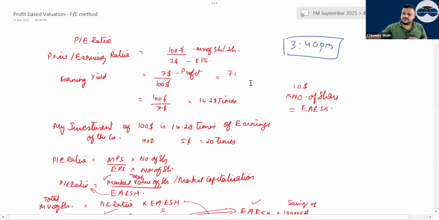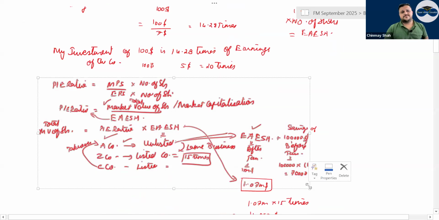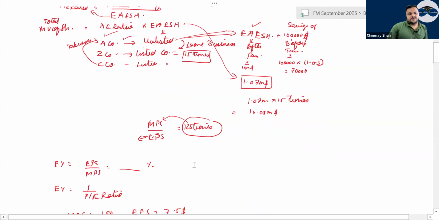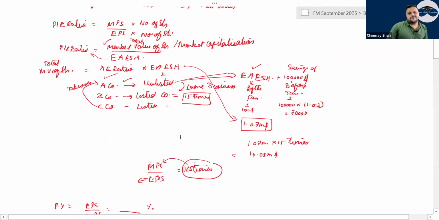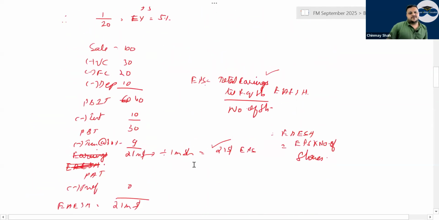By P/E ratio method, correct? So what is the P/E ratio method? P/E ratio is nothing but MPS by EPS, right? When you multiply it by the number of shares, you get market capitalization or total market value of the equity shares of the company. Or market capitalization divided by earnings, correct? Or total market value. If you rearrange the formula, P/E ratio into the earnings will give you total market value. Divide this by the number of shares, and you will get per share value, correct?